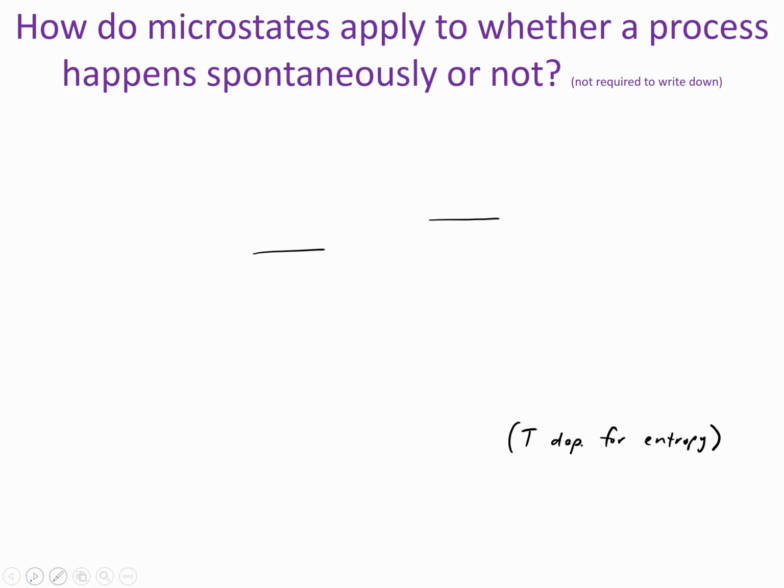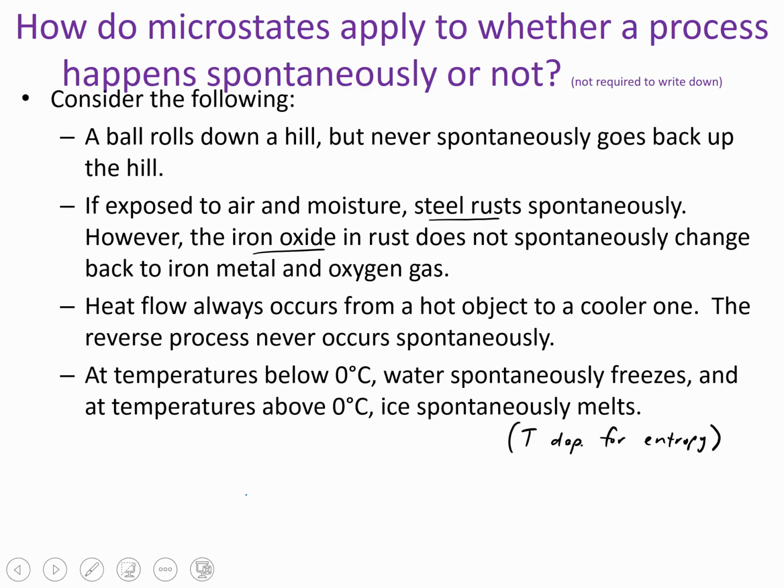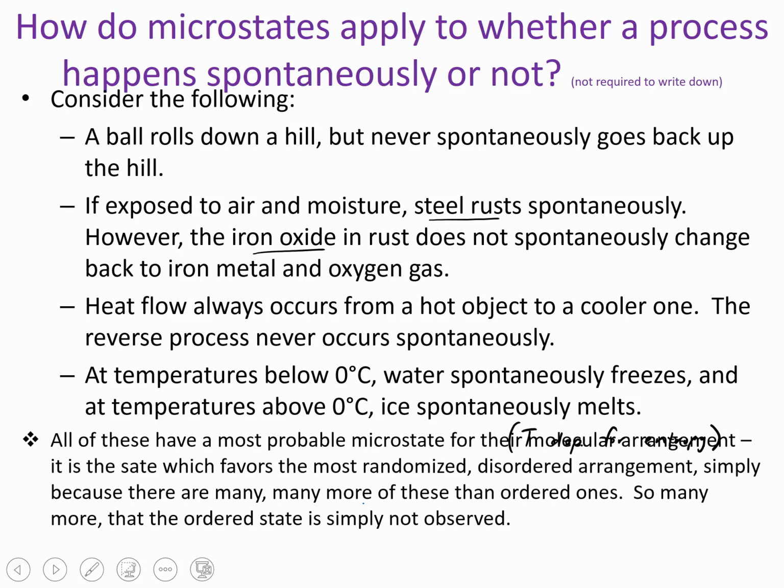So if we go back to here, we can make the following conclusions about entropy. All of these processes have a most probable microstate for their molecular arrangement. It's the state which favors the most randomized or disordered arrangement, simply because there are many, many more of these than the ordered ones.